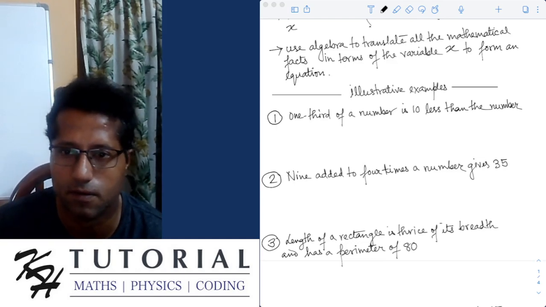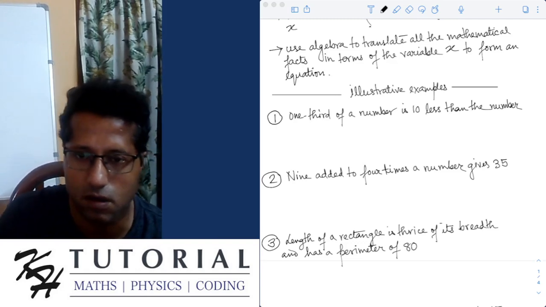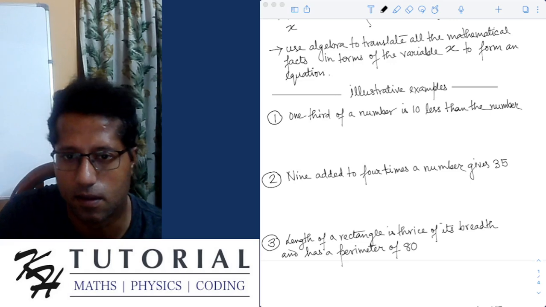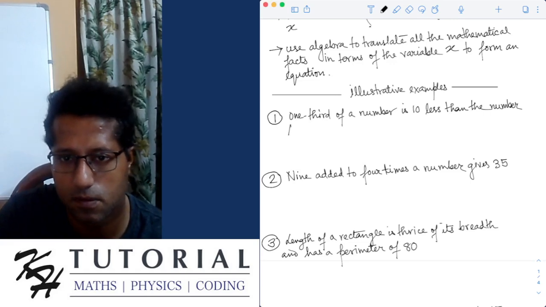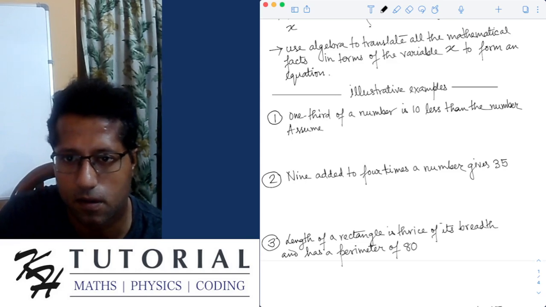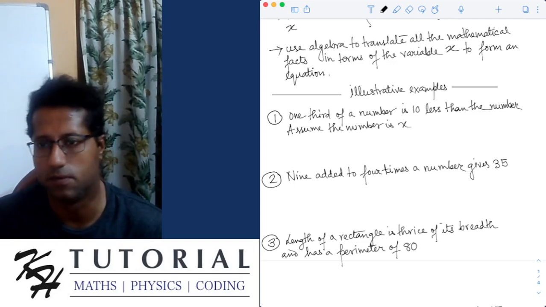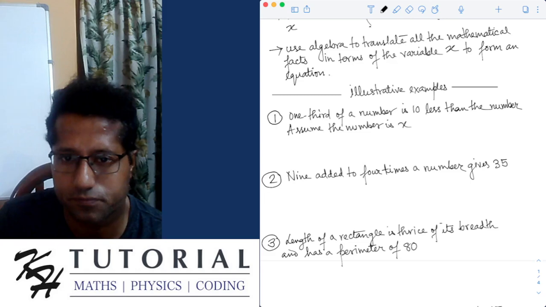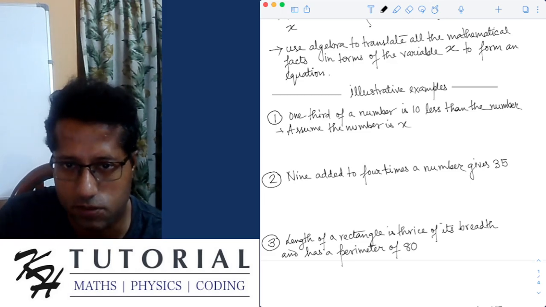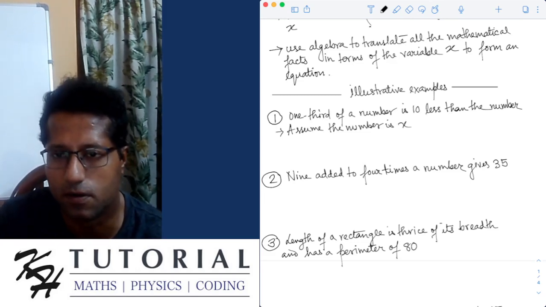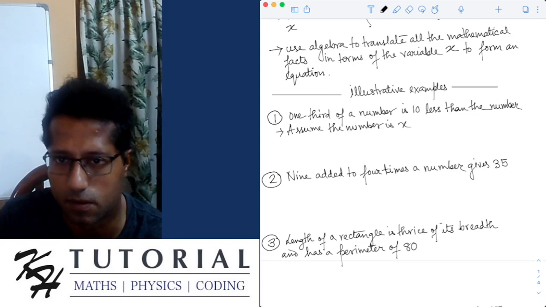What is that number? So the way we proceed is that we assume the number is x. Assume the number is x. Now this is the first step. Now 1/3 of a number is 10 less than the number.